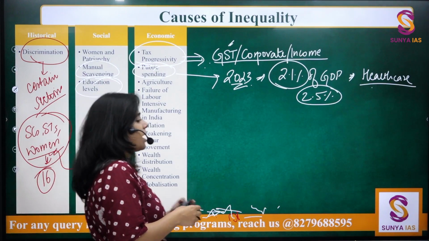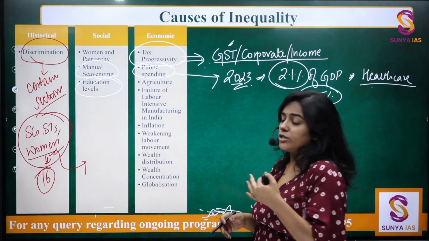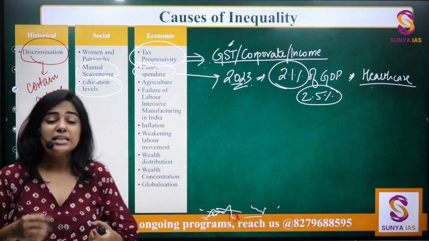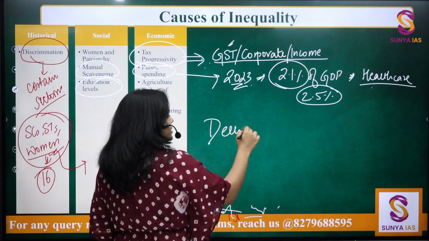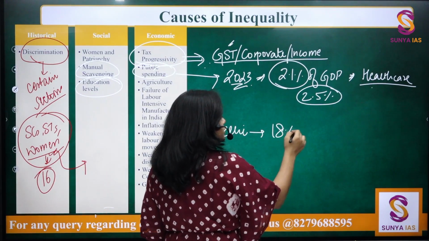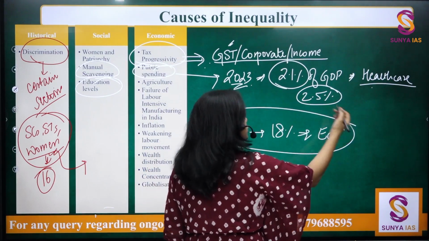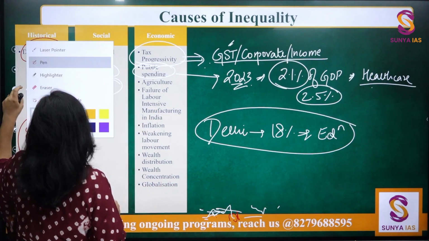The most advanced countries, they spend anywhere about 15 to 20% of their GDP on sectors like education, health. In fact, within India, it is Delhi that spends about 18% of its GDP on education. And Delhi model of education has been doing well overall. Okay, so that is there.